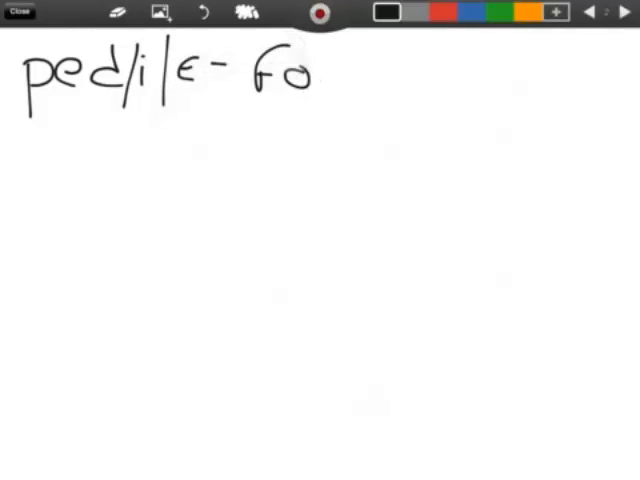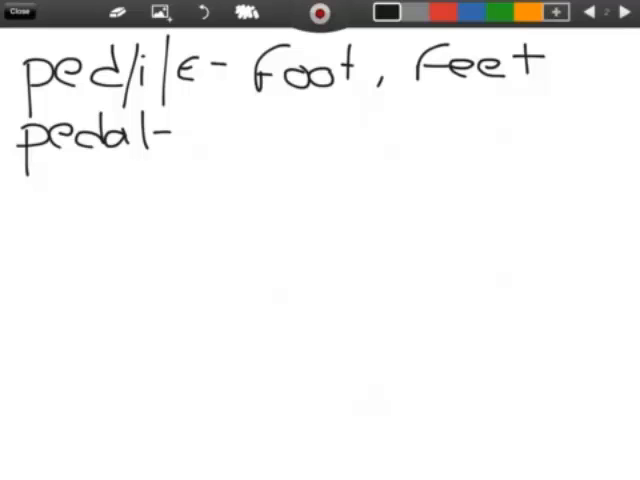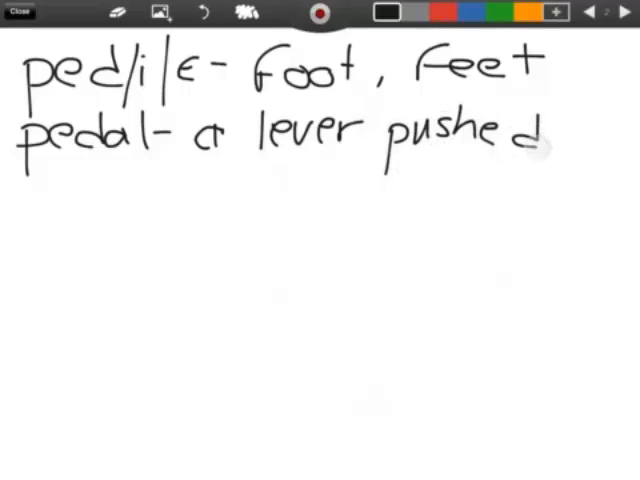Moving on to our next root is ped, pedi, or pede, meaning foot or feet. I'm going to go ahead and give you an example. First one is going to be pedal. And pedal means a lever pushed by the foot.